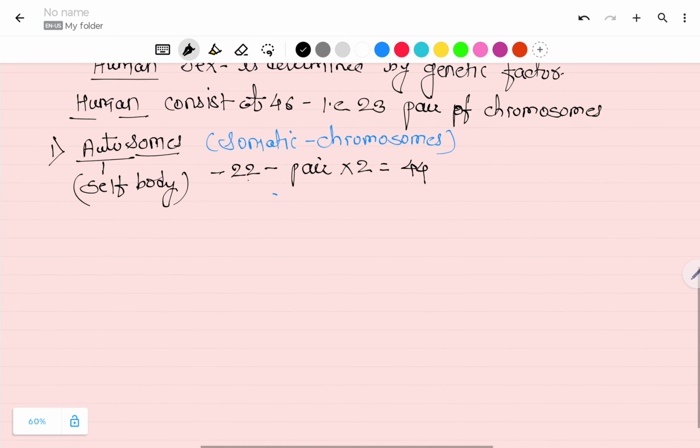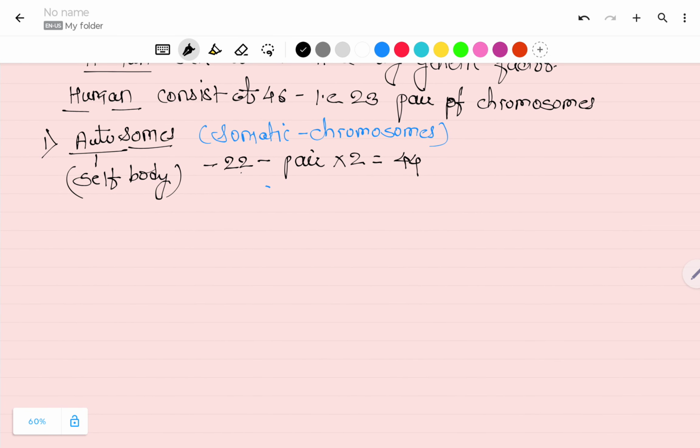What is the role of the autosomes? They determine the body character, or regulate the somatic characters.